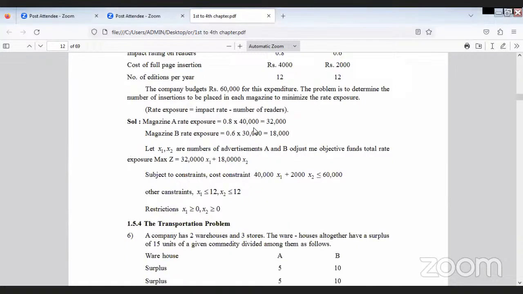We multiply. 0.8 into 40,000 is 32,000. So let x1, x2 be the numbers of advertisements in A and B. Therefore 40,000 x1 plus 2,000 x2 is less than 16,000. So x1 is less than x2 and x2 is less than x2.